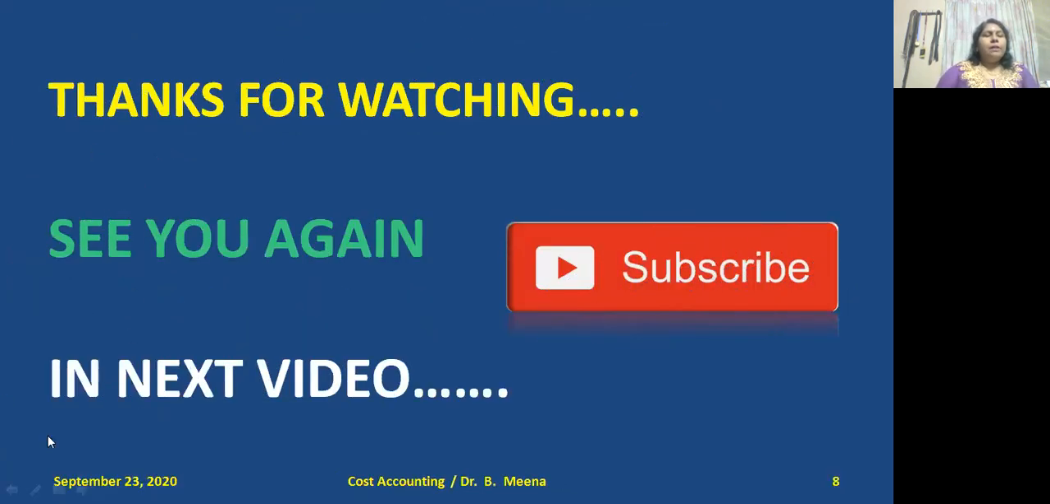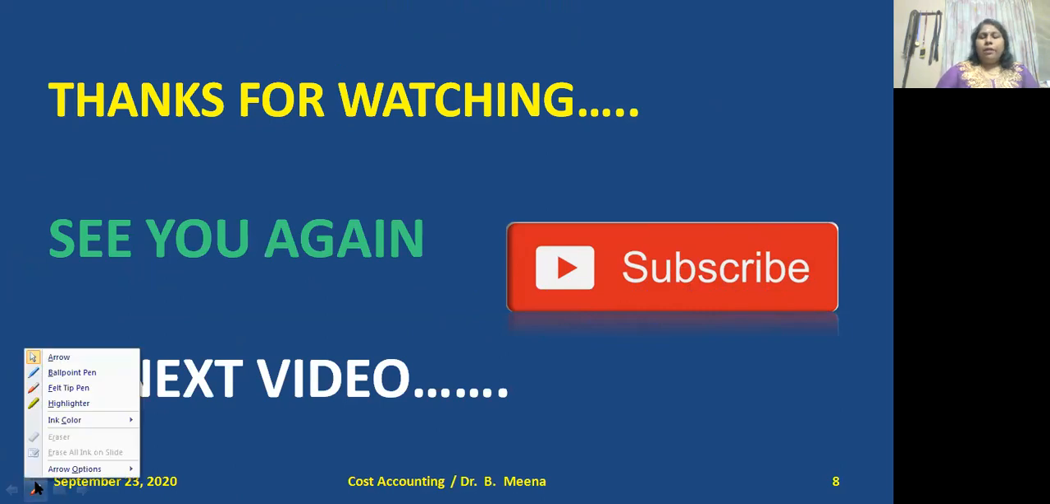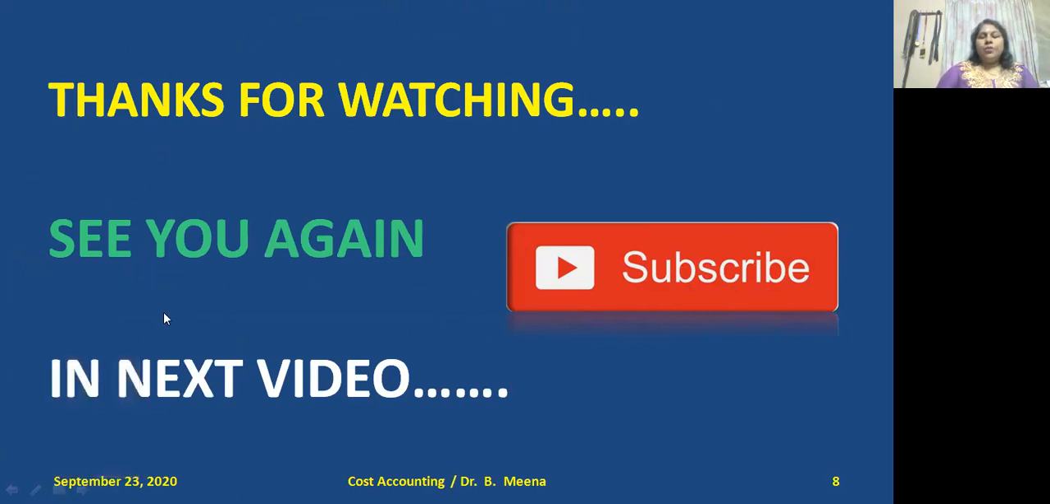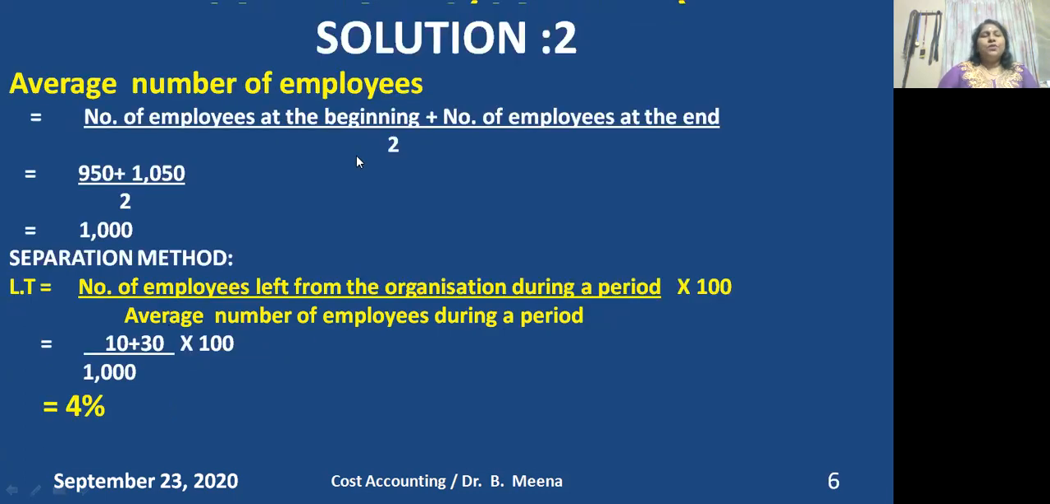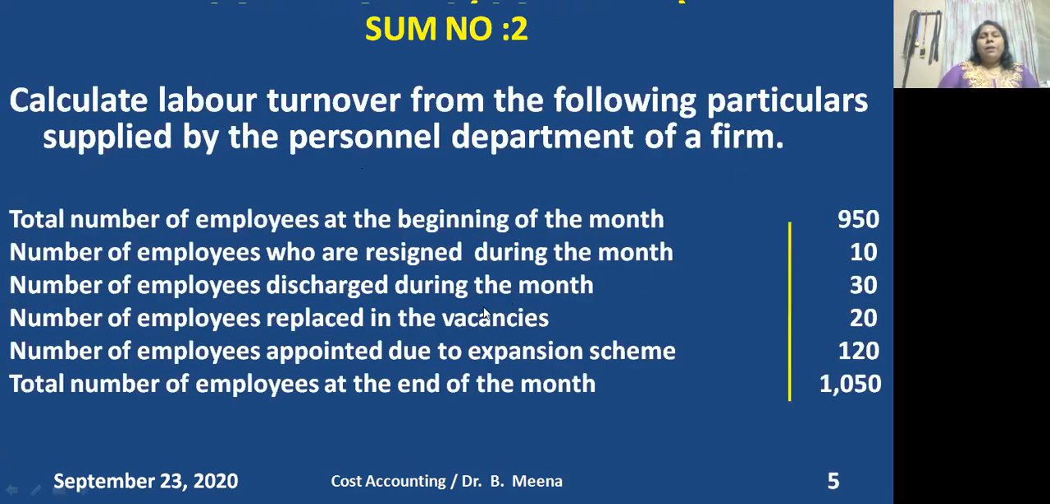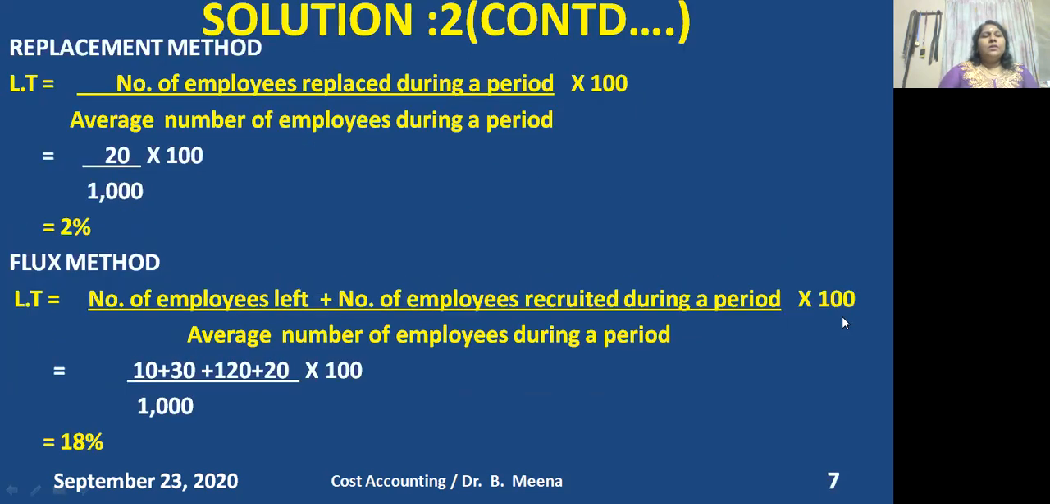Under the replacement method, I will consider only the employees replaced in the vacancies. So as per this problem, how many of them replaced the vacancies is given as 20. So I will consider 20 divided by 1000 into 100. It gives 2% as the labor turnover under the replacement method. Then finally, I will work out the labor turnover under the flux method.